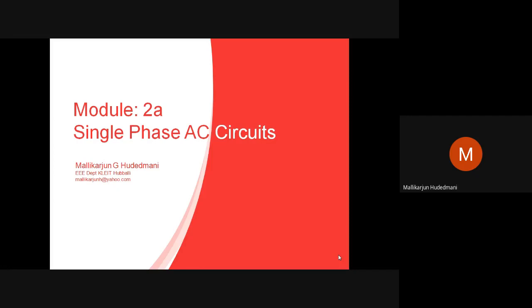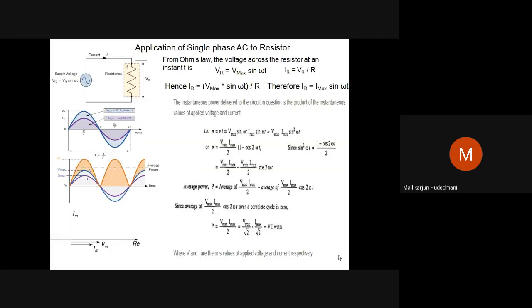With that, let us begin today's application. The first one: application of single phase AC to a resistor. When I use the word application of single phase AC, it is sinusoidal AC only.